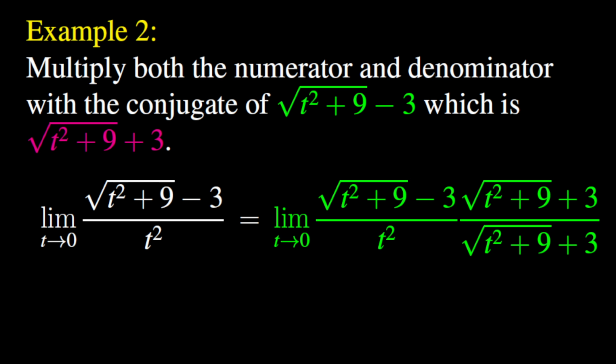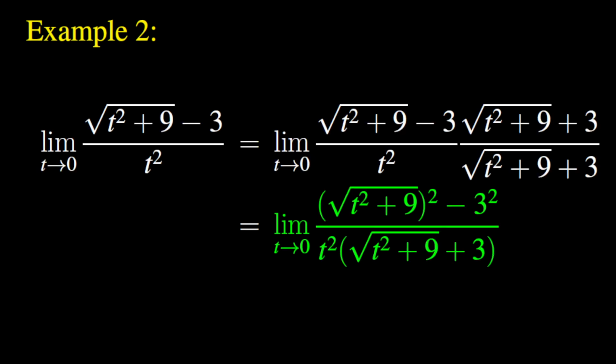Then we multiply the numerator and denominator with the conjugate expression, which is the square root of t squared plus 9, plus 3. On the numerator, we have the square root of t squared plus 9 minus 3 times its conjugate, which is the square root of t squared plus 9, plus 3, and on the denominator, we have t squared times the square root of t squared plus 9, plus 3.